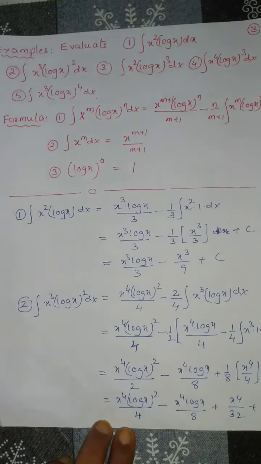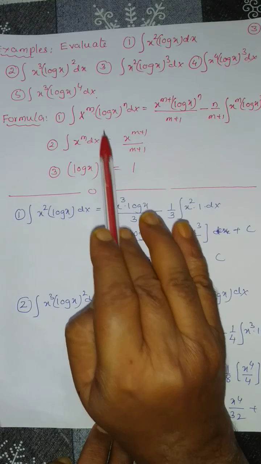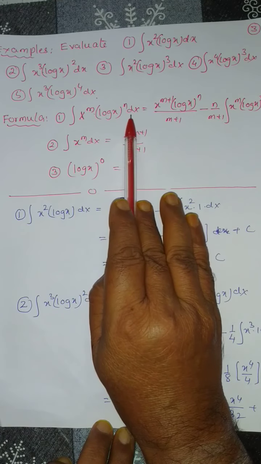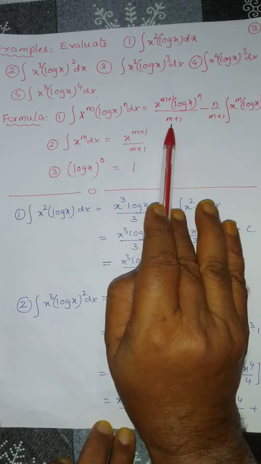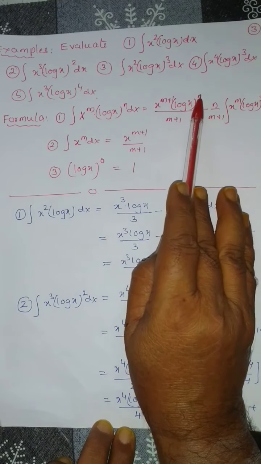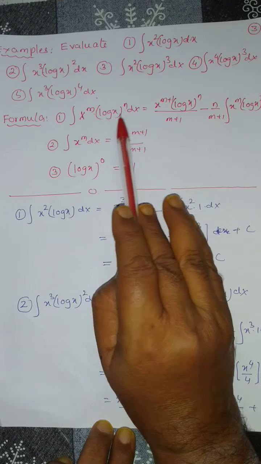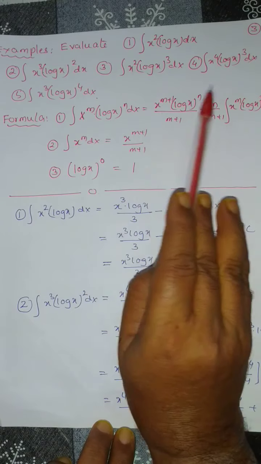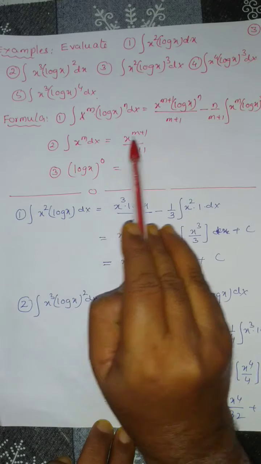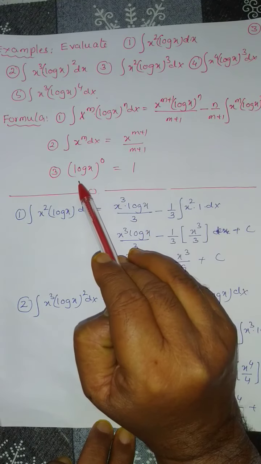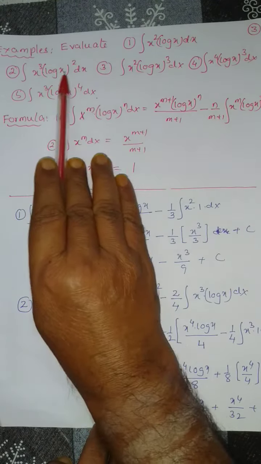So we are solving these examples using these three formulas. The formula: the integral of x raised to m log x raised to n dx is x raised to m plus 1 by m plus 1 times log x raised to n as it is, minus, in the second term, n divided by m plus 1 times the integral of x raised to m plus 1 by m plus 1, with log x raised to n becoming log x raised to n minus 1. Log x raised to 0 becomes 1. Anything raised to 0 is 1. Okay, so let us solve these examples.